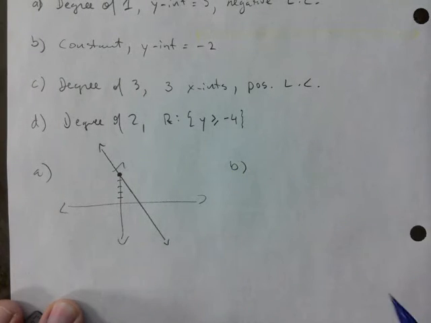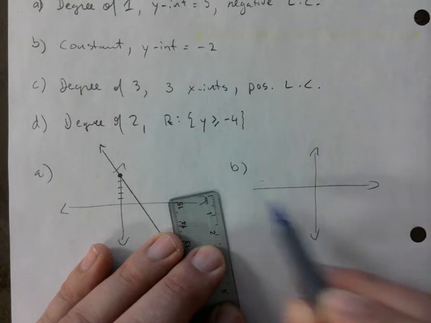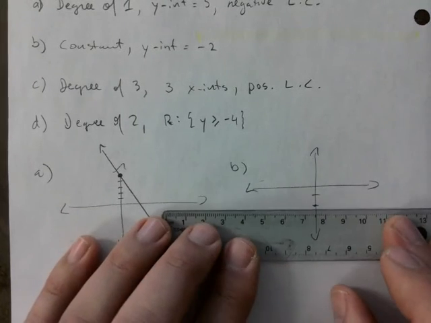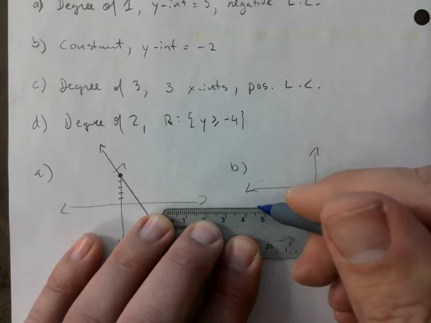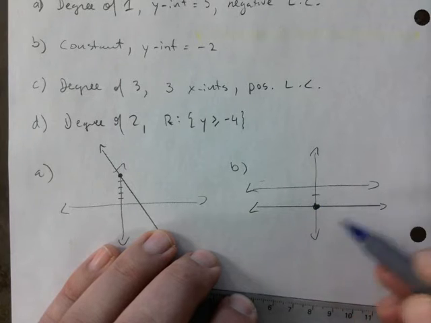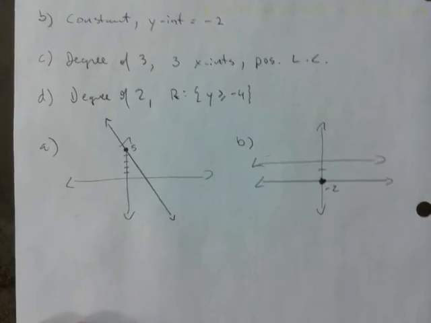Okay. B is a constant, has a y-intercept of -2. So you just quickly do one of these. This is -2 and it goes right through there and it's a horizontal line. Emphasis on that -2 there. Okay, this is emphasis on the 5 there. One mark for each one of those.